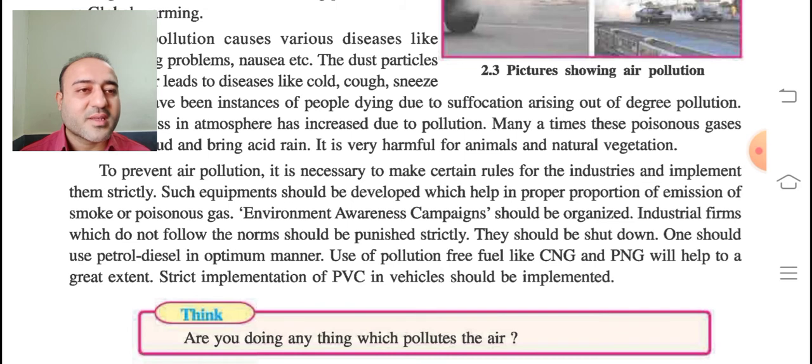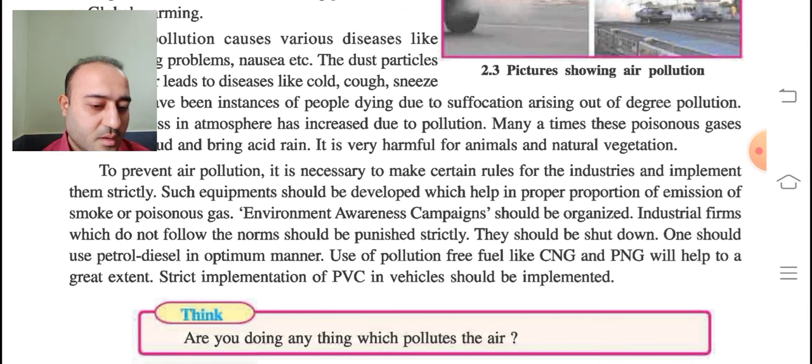Through which awareness can be spread, like act play, advertisements, making people understand, going home to home should be conducted. Industrial firms which do not follow the norms should be punished strictly. They should be shut down, that means they should be locked or sealed by the government. One should use petrol and diesel in an optimum manner, right?